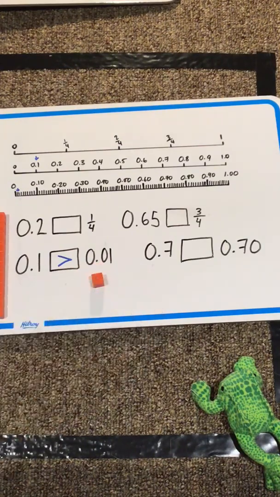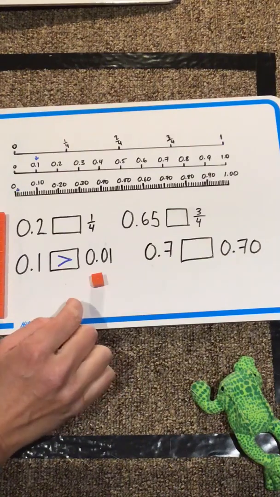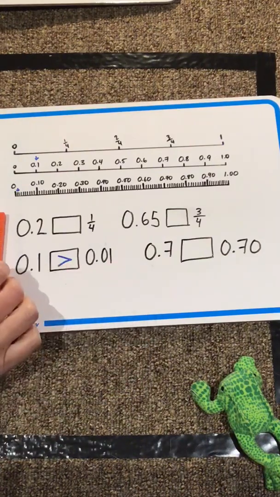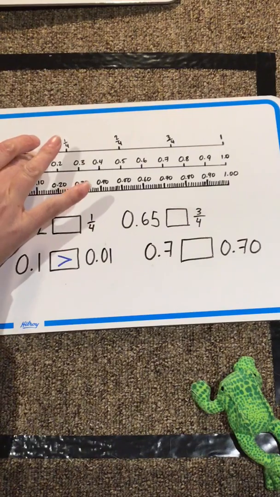0.01 is just one tiny little piece of the cake. It's not 10 pieces, it's just one teeny tiny little piece. So it's going to be a whole lot less. All right.